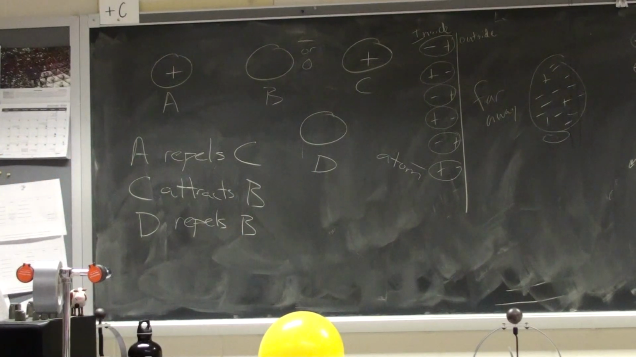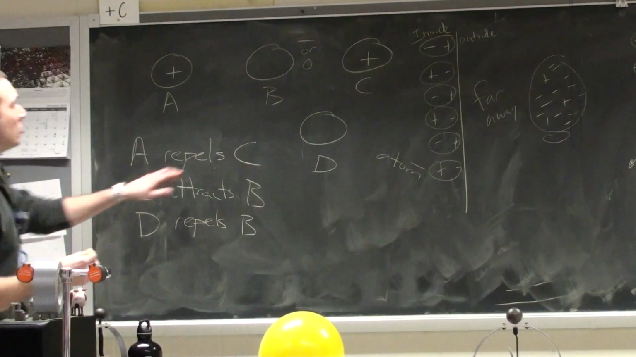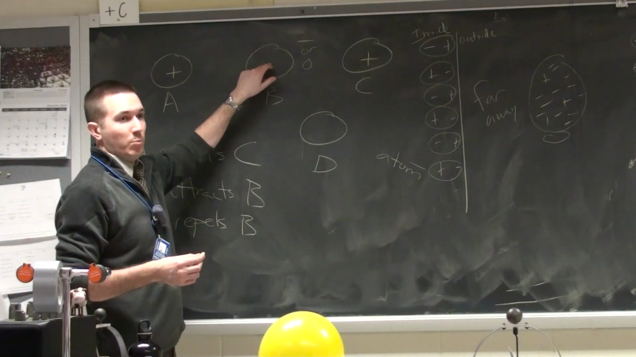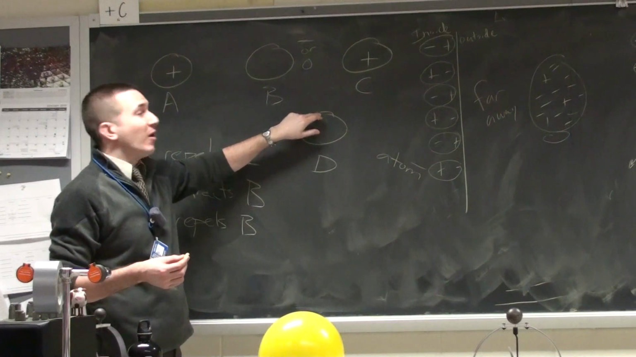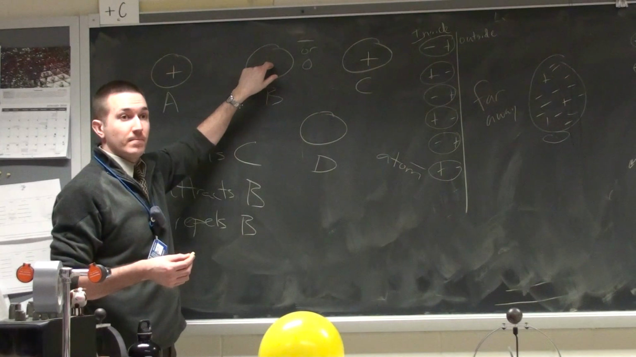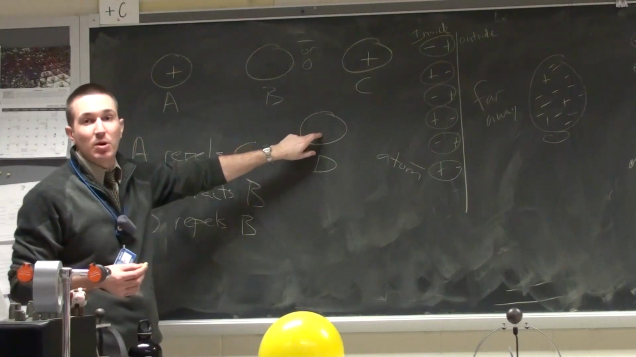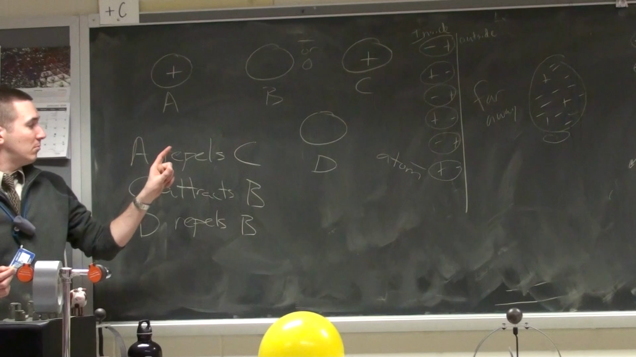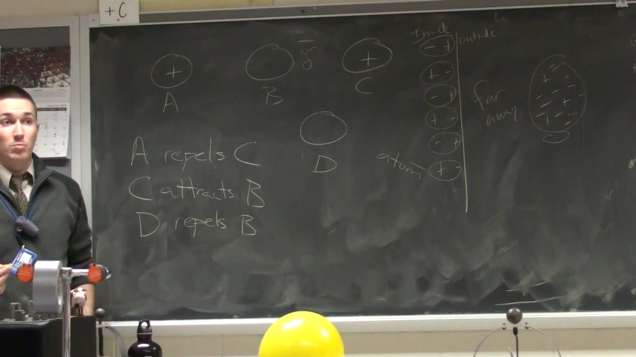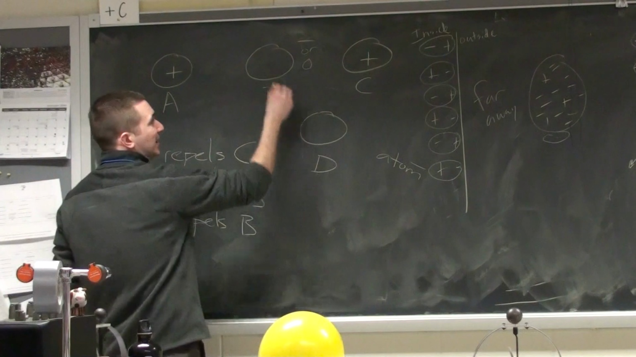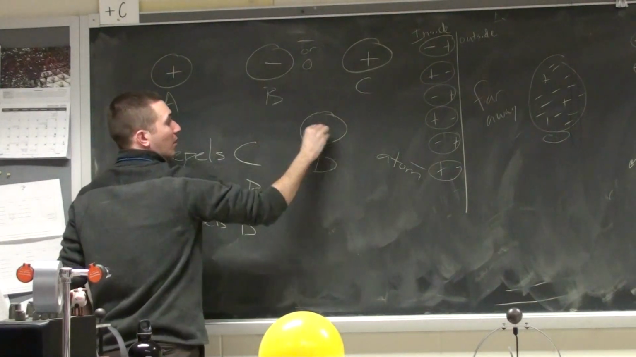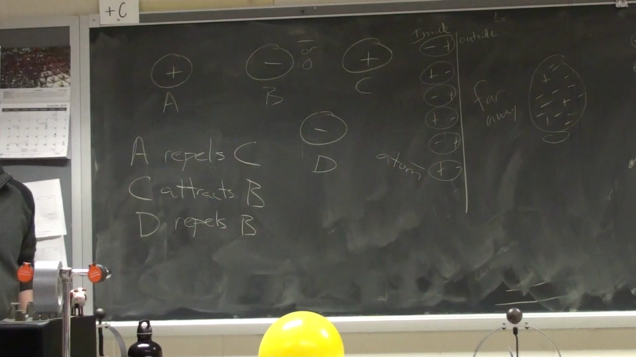The test: D repels B. This is actually a trickier one. What are the only things that can repel? Like charges. Does a neutral and a neutral repel? No, not neutral. So if D was neutral, no, couldn't happen. If B was neutral, is there any possibility that it could repel? No. So that means both of these have to be charged. They would have to be negative, negative.